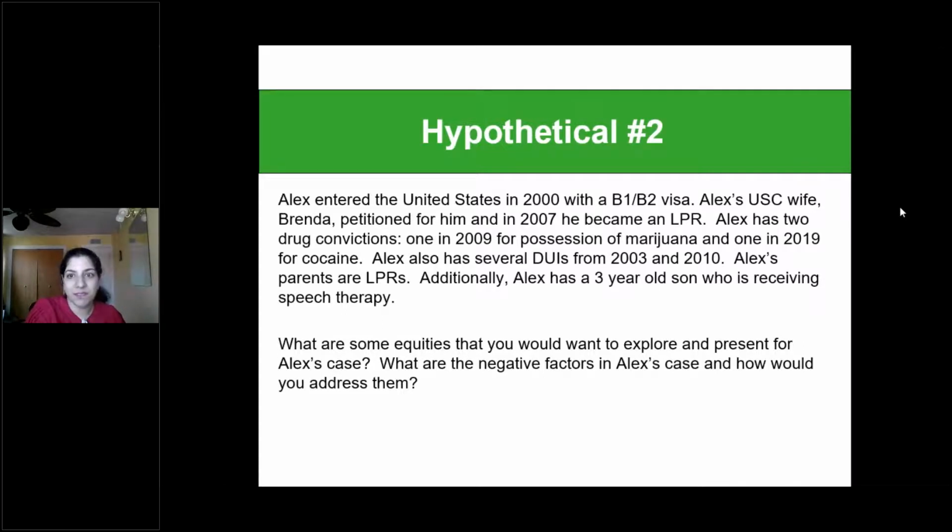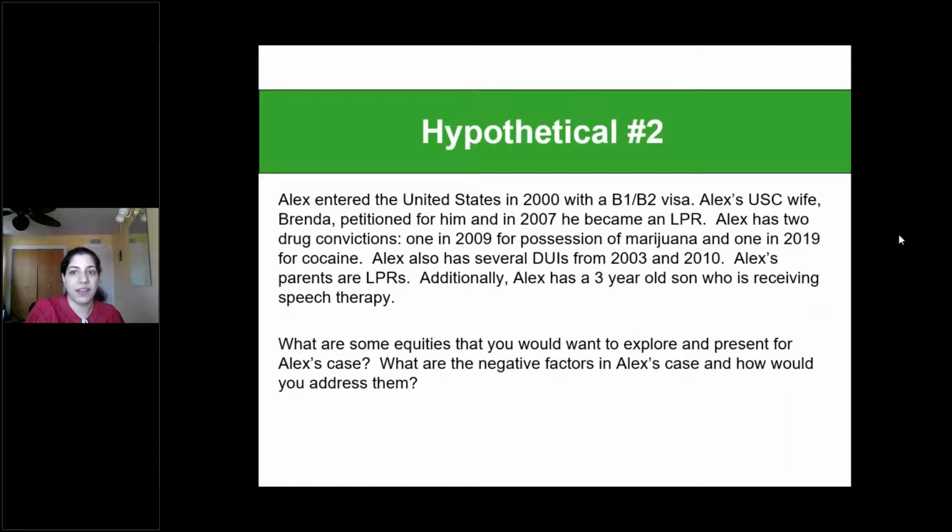Okay, so yeah, some of the things that folks have put down are exploring his relationship with his family, his work history, his length of time in the US, to put forth positive factors. Negatives, of course, would be his drug use, his substance use, exploring whether he has sought any rehabilitation or has plans to seek rehabilitation in the future. Definitely addressing those possession charges would be important. Getting more information about his son's speech therapy, what his son's needs are, getting medical documents about the son's speech and language issues.